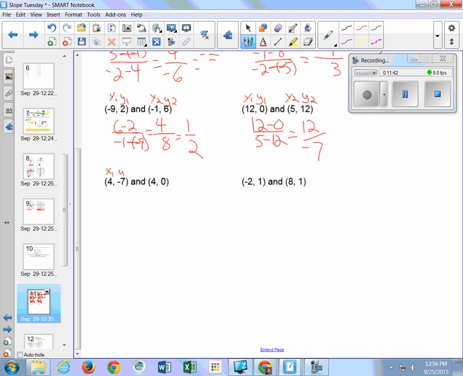X of 1, y of 1, x of 2, y of 2. y of 2 minus y of 1, that's 0 minus negative 7 over x2 minus x1, which is 4 minus 4, equals 0. There, 4 minus 4 is 0. 0 minus negative 7, that's plus. You cannot divide by 0, so that becomes undefined. For us, either is correct, either writing undefined or the circle with a slash.